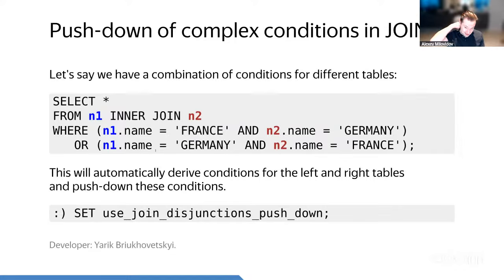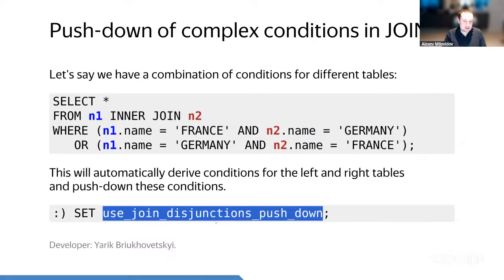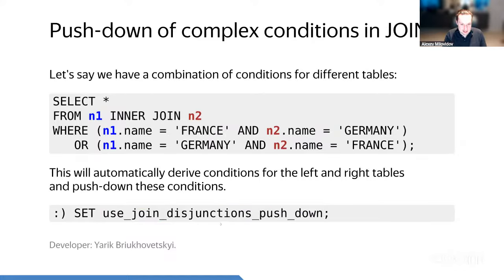So in this case, we will generate a condition like n1.name equals France or n1.name equals Germany, and the same for n2. And then we will push down. So it's not complex. It is quite obvious how it works. And all you need is just to enable this setting. And again, we will probably enable it by default in the next release.